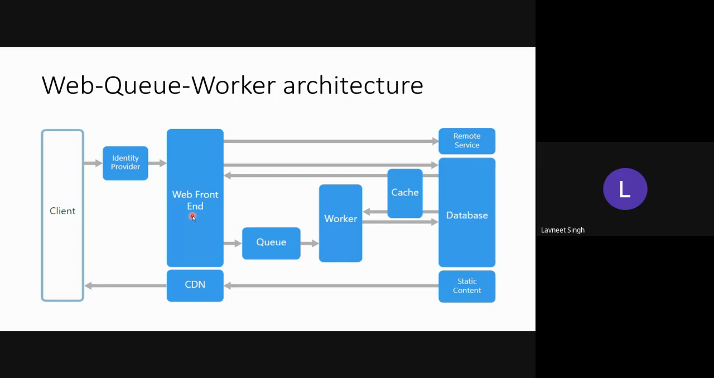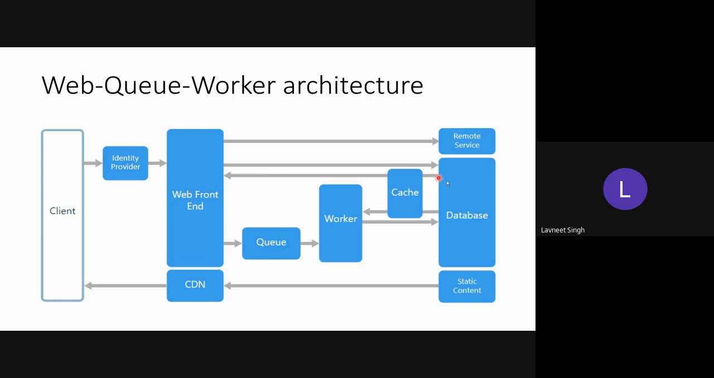But like I said, in this web-queue-worker architecture, what we are saying is that this web front end will be some service that can receive the requests. We will get into details of that during our discussions in this course, what kind of services that is, but it is a service that can receive the requests, process them, and send responses back. So web front end could actually talk to some remote service like payment gateways or some other data.